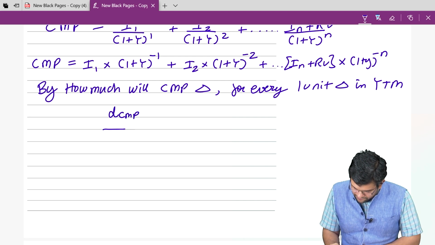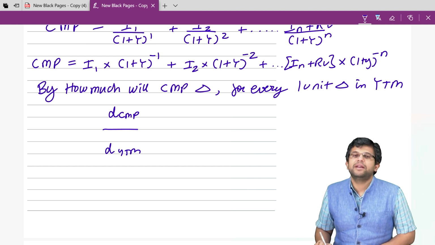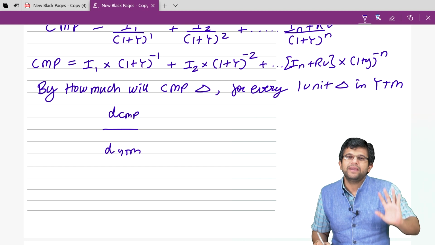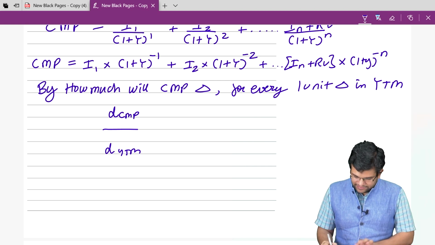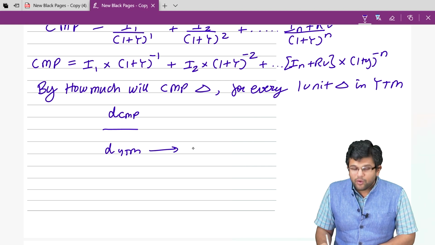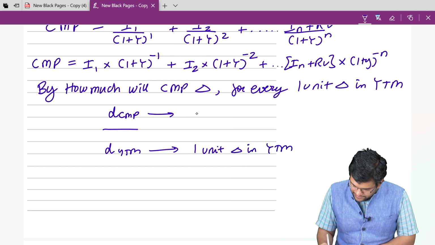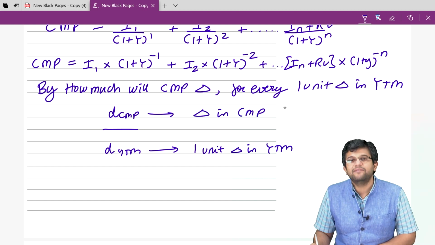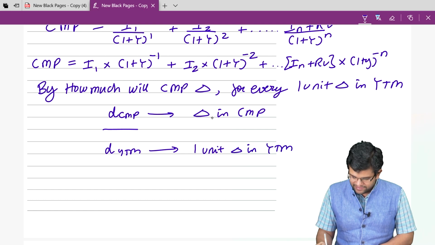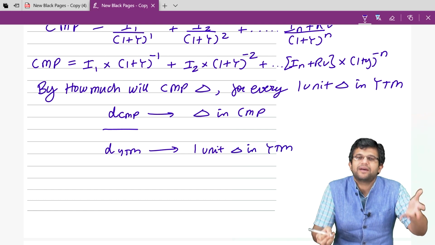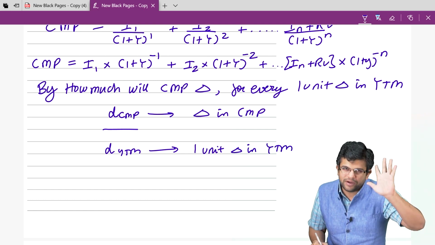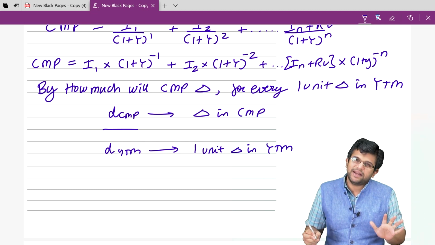dCMP divided by dYTM. Everybody following? They're asking you dCMP upon dYTM. That is, for every 1 unit change in YTM, what is the value of change in current market price? Everybody clear? This is not 1 unit, okay? This is the number of units change in current market price for every 1 unit change in YTM. This is the entire structure.